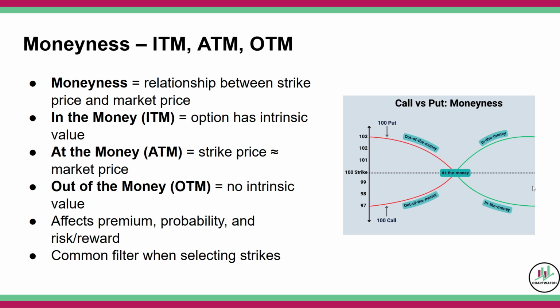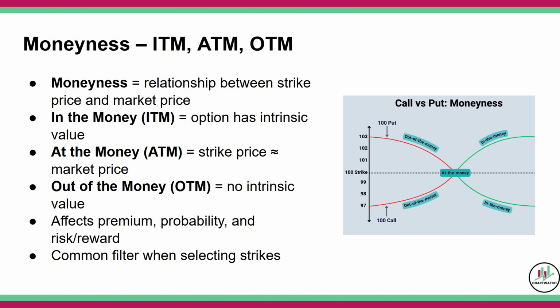So this term, moneyness, is a very weird term, but it's quite important. It's also one of the most important concepts in option trading, especially when it comes to choosing the right strike price. Moneyness describes the relationship between the option's strike price and the current market price of the underlying asset. It tells you whether an option is in the money, at the money, or out of the money. And this matters a lot.